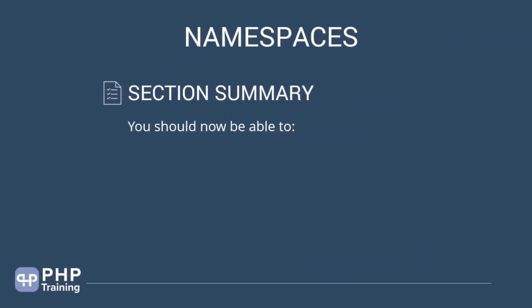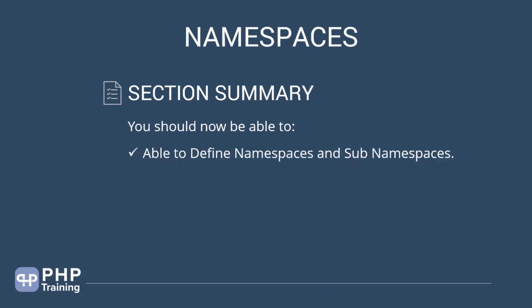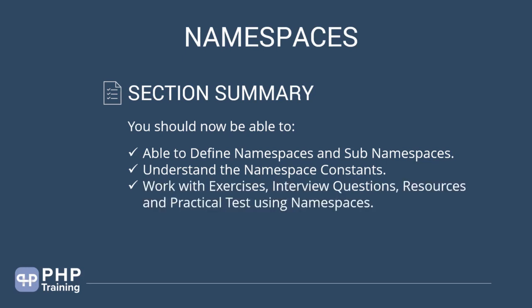That's the end of the section for namespaces. Let's do a quick summary of what you have learned so far. You should now be able to define namespaces and sub namespaces, include some constants in them, and use those namespaces in your program. You should also understand how to use namespace constants. I believe you also worked with exercises, resources, and practical tests, which have helped you understand this concept better. That's all for this section on namespaces, and I'll see you in the next one.